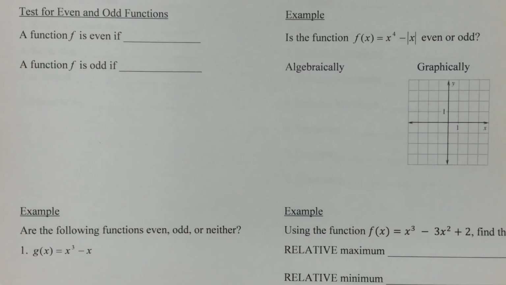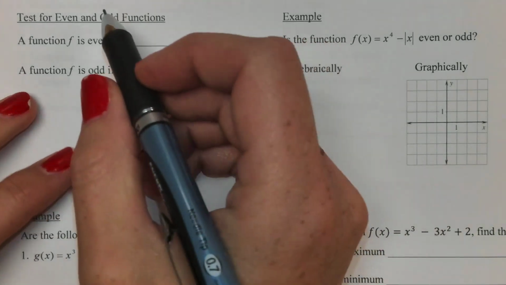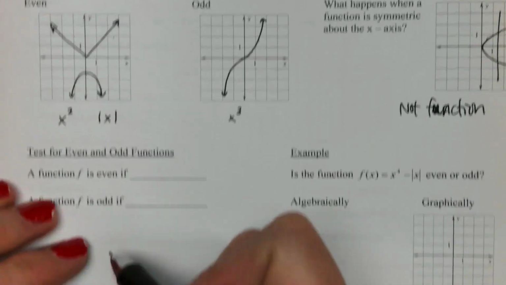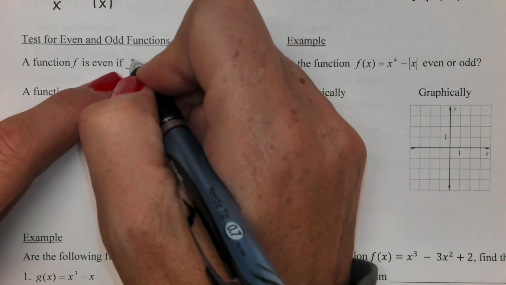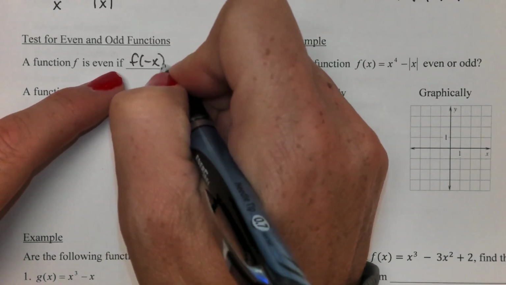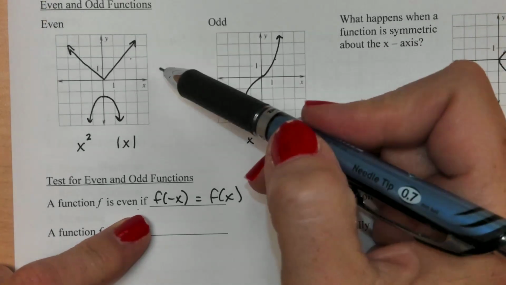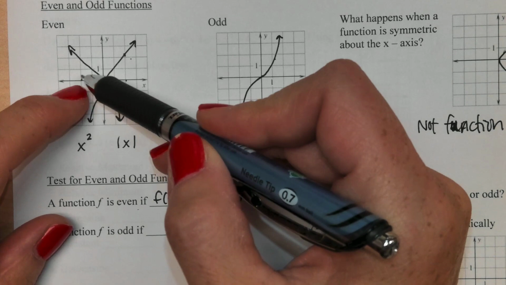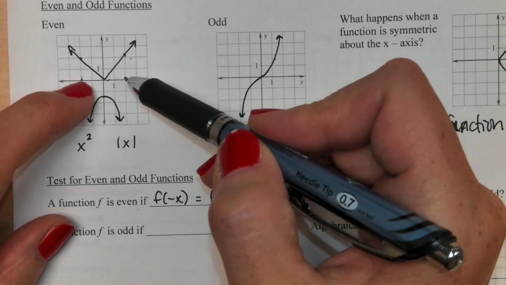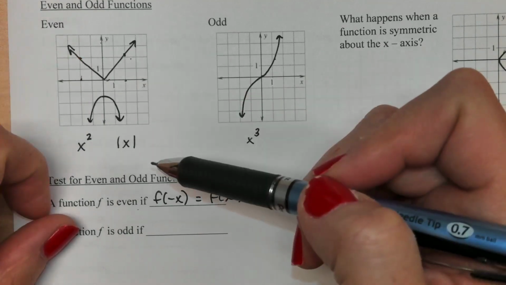So there are tests for even and odd, ways that you can determine if it is one or the other without looking at a picture, although looking at it is the easiest way to do it. If you wanted to test to see if something is even, it just means that if you were to plug in a negative value, you would get out a positive. So what that means is if I plug in positive 2, I get out this number. If I plug in negative 2, I get out the exact same thing. So whether I plug in a positive or negative, I end up getting the exact same y value.